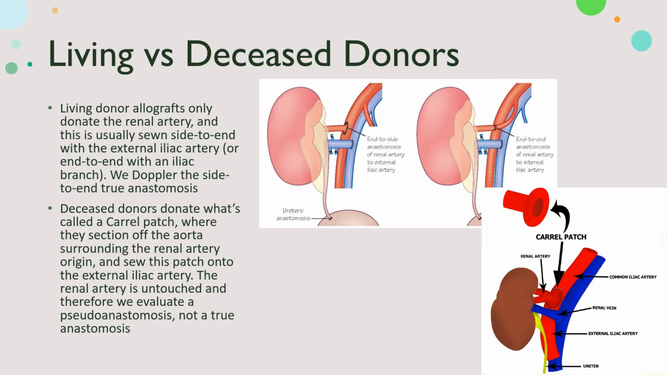When we have a deceased donor patient, they cut what's called a Carrel patch off of the donor aorta. So a large patch is removed, and luckily if there's more than one renal artery, it can all be removed en bloc. And so that way they don't have to cut 2 or 3 renal arteries and try to anastomose those on. So ideally you would have a Carrel patch, and then the patch is sewn on. So that way the renal arteries are not touched. So it's sort of a pseudo-anastomosis because you don't actually have stitches in the renal artery itself, which is good.